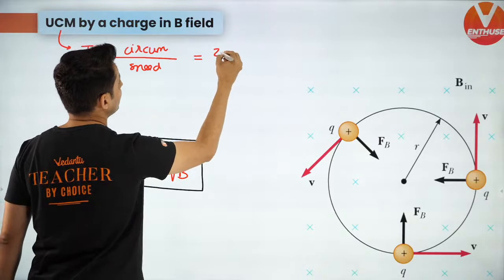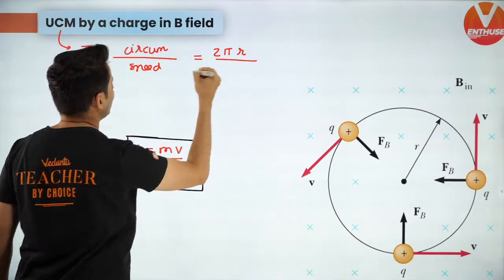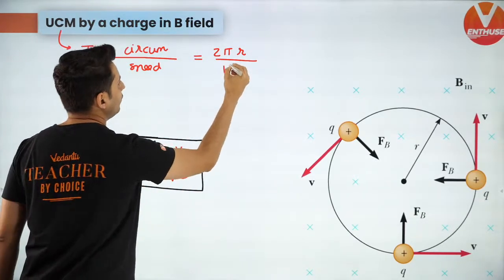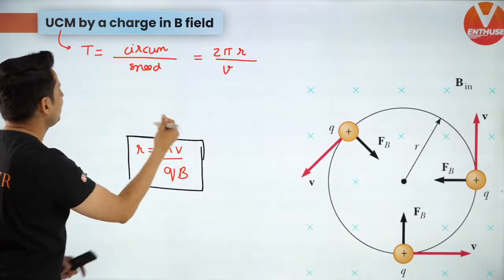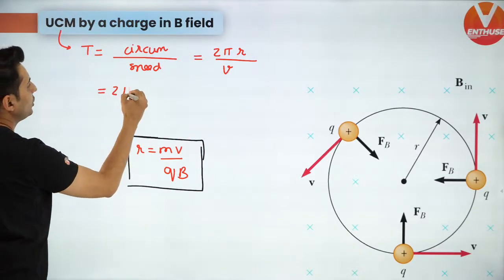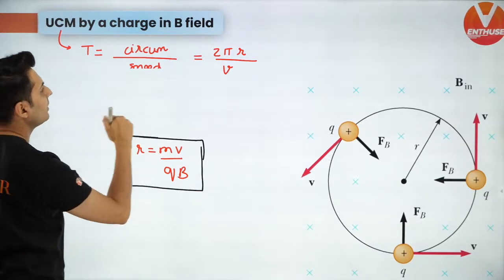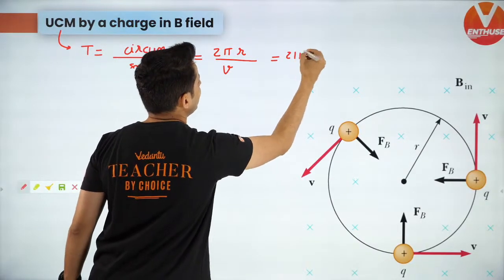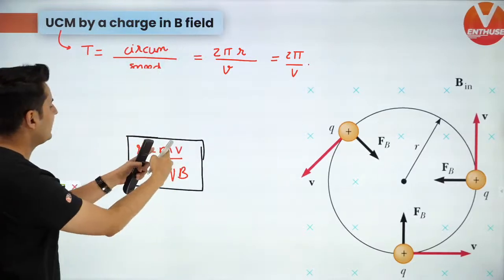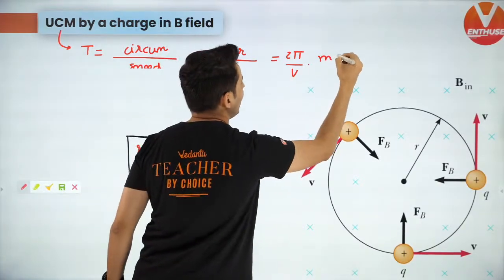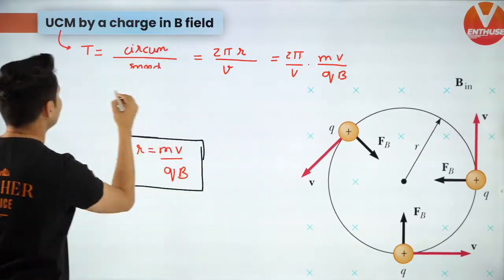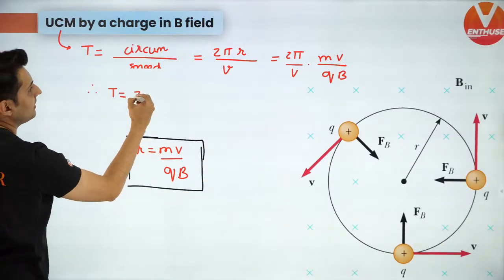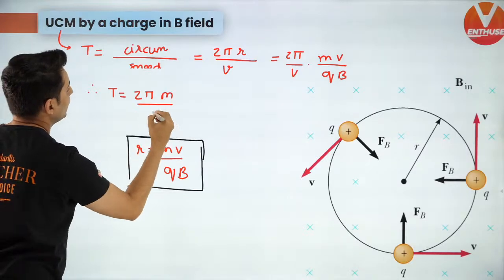So the circumference is 2 pi r, and the speed is v. But I can substitute the value of r over there. So I'll get 2 pi by v, times r's value, which is mv by qb. Best part, v gets cancelled and I will get the time period as 2 pi m by qb.